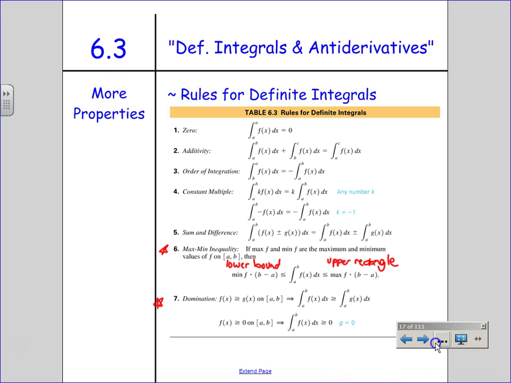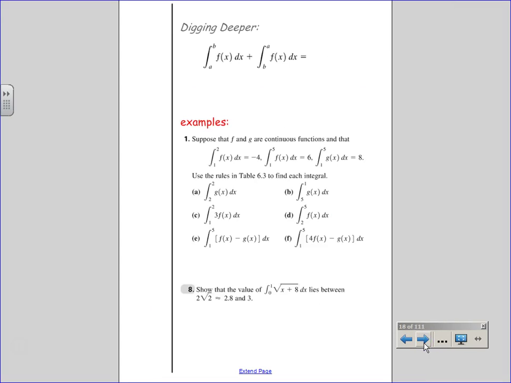Domination, max-min inequality. You guys got it? Oh, picture. Anybody else need a picture? Or look in the book? Issa's a fan of that one. He's over there chilling. Digging deeper. We have to dig deeper? That's a life lesson too. What's going on here?